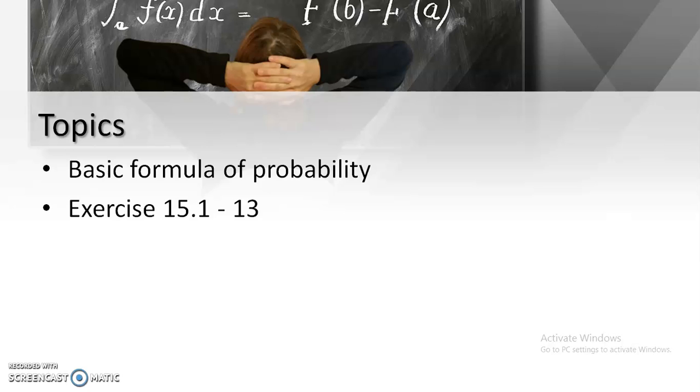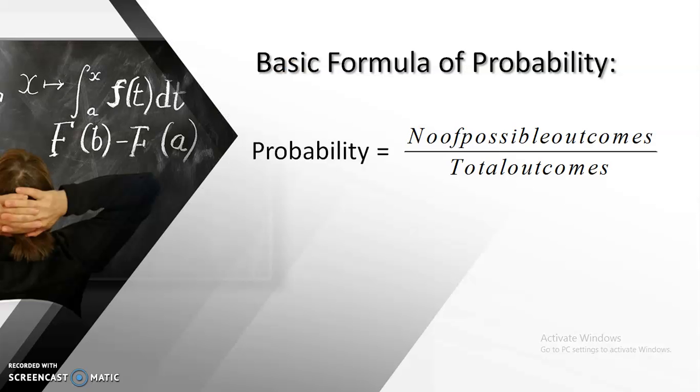So, starting with the first, the basic formula. Probability equals the number of possible outcomes divided by total outcomes, which is already known. So go to the next.